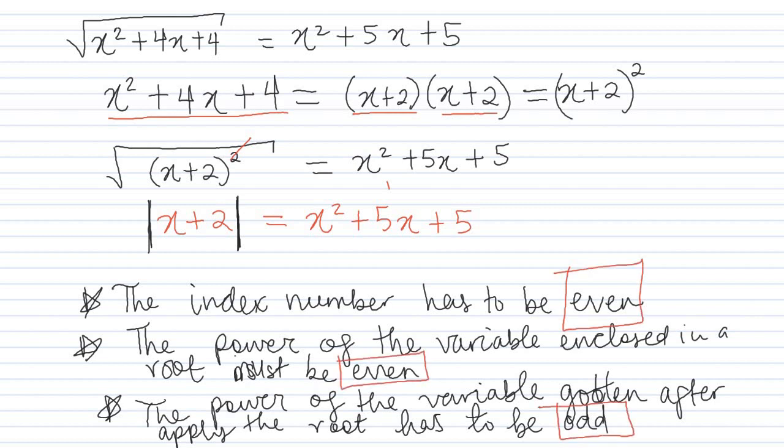Since we know this rule, for those of you who don't know it, please write it down somewhere. We see that in this particular question, the index number has to be even. What is the index of a square root? The index of a square root is 2.